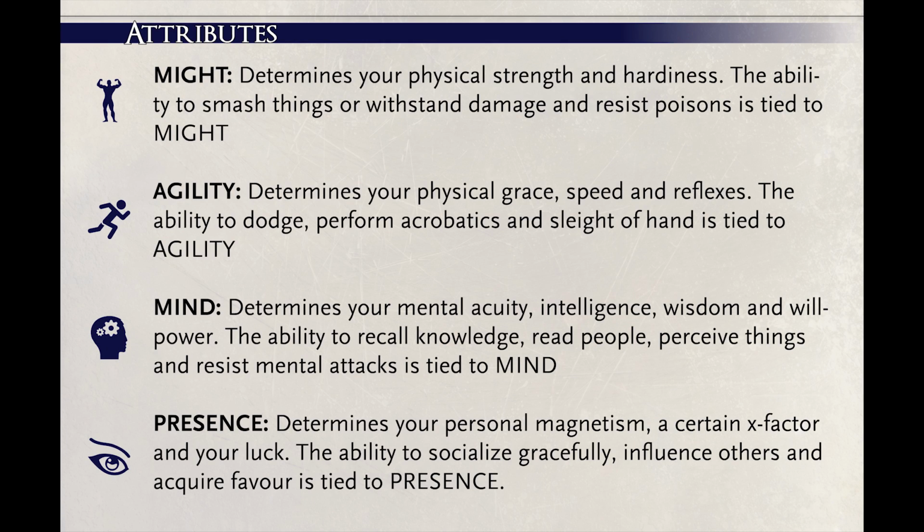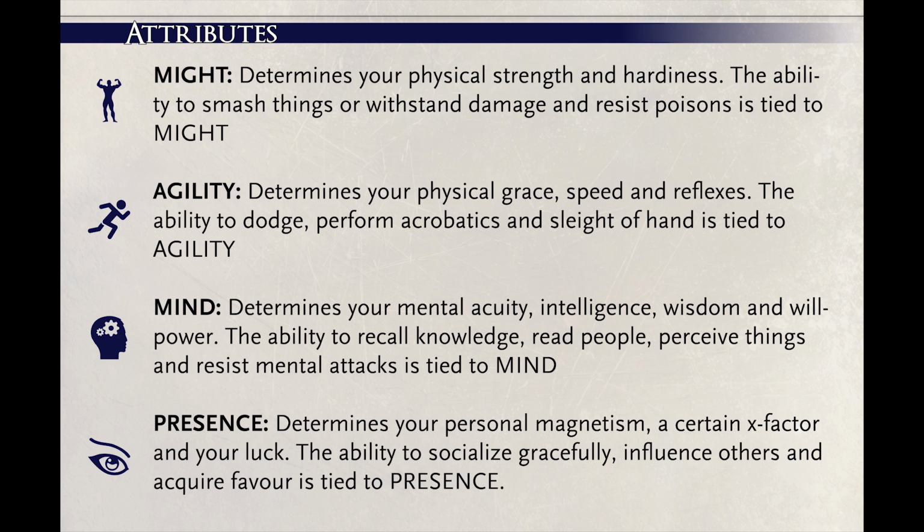Now that we have our class and race, we can begin to distribute our main attributes. Attributes are probably the most significant stat for the characters we create. They affect everything we do in Unity. The 4 attributes are might, agility, mind, and presence. Only after we know the demands of our class and the baseline stats of our race can we begin to determine the distribution of our attributes.